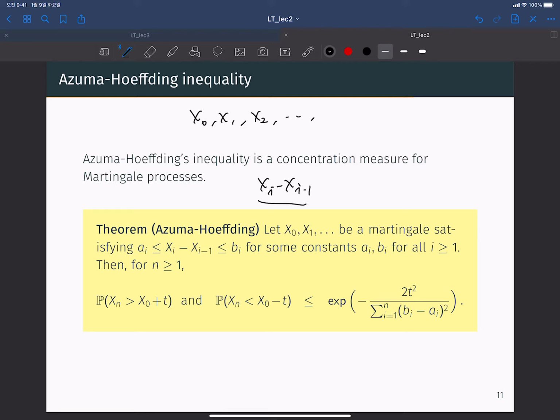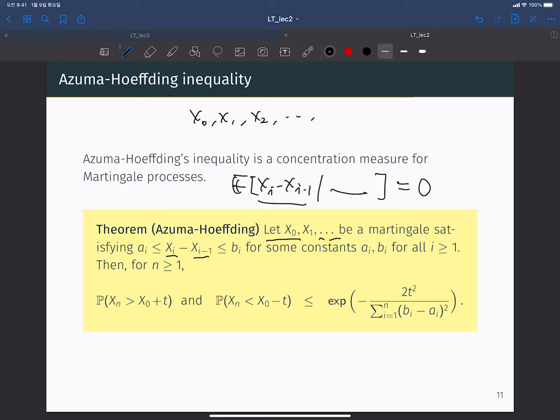And in the martingale process, the expectation of xi minus xi minus 1 given the previous history is equal to 0. Then it satisfies the martingale process. So let x0, x1, be a martingale process satisfying xi minus xi minus 1 is bounded by ai and bi for some constants ai and bi.